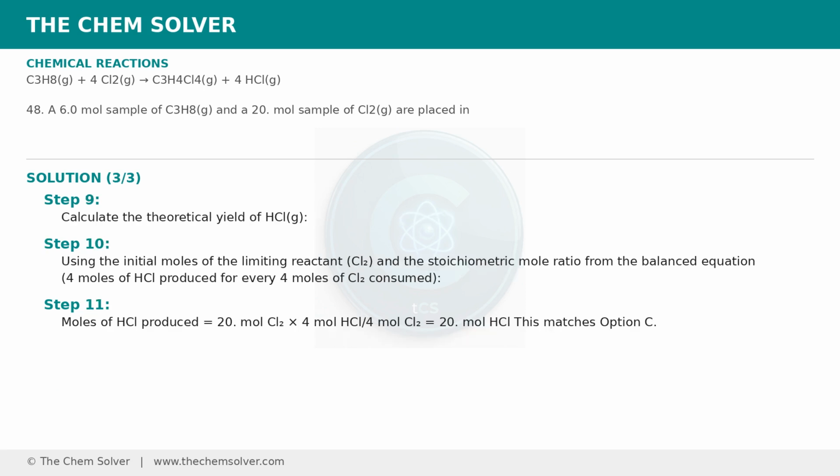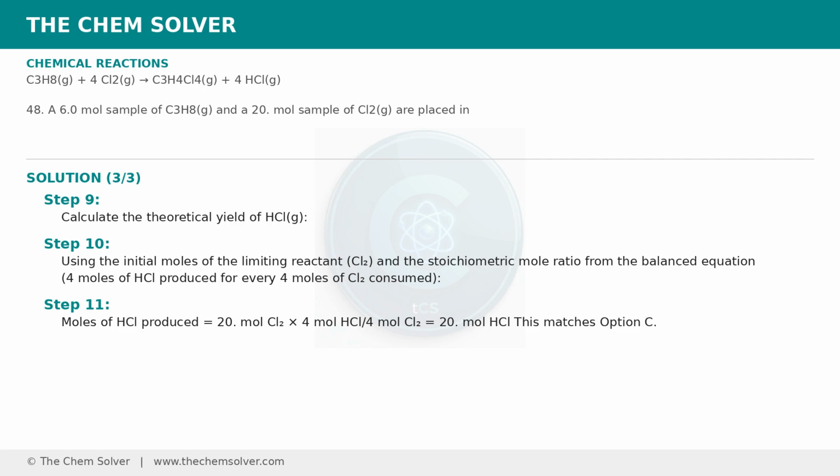Calculate the theoretical yield of HCl. Using the initial moles of the limiting reactant, Cl2, and the stoichiometric mole ratio from the balanced equation, for every 4 moles of Cl2 consumed, 4 moles of HCl are produced. Moles of HCl produced equals 20 moles Cl2 times 4 moles HCl over 4 moles Cl2, which is equal to 20 moles HCl.